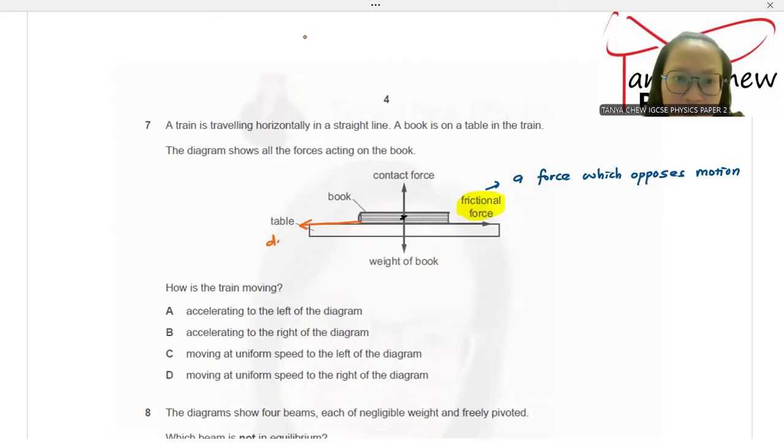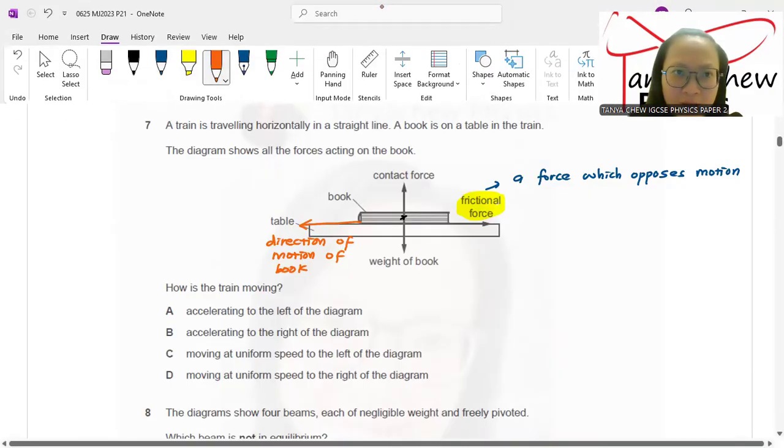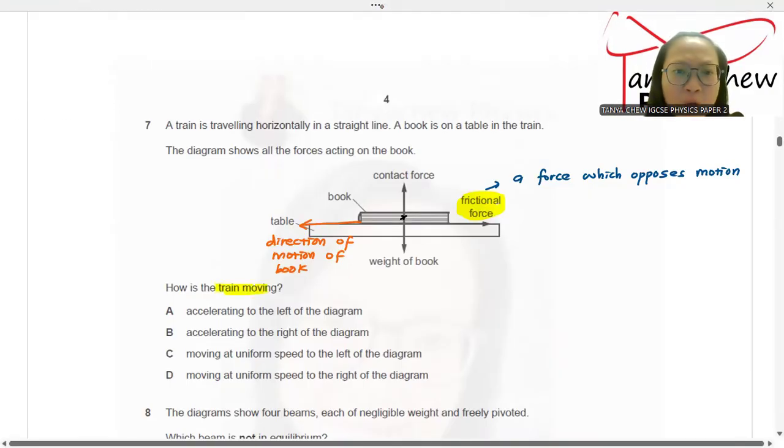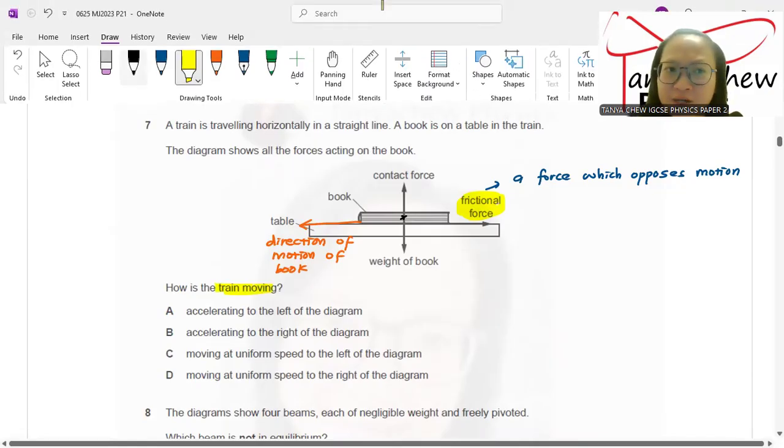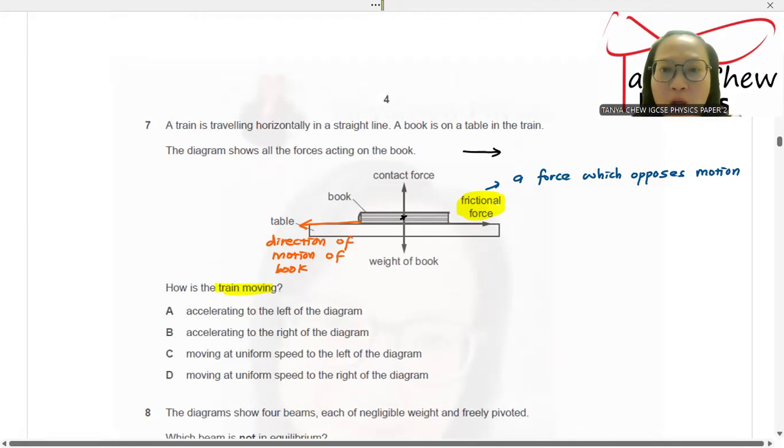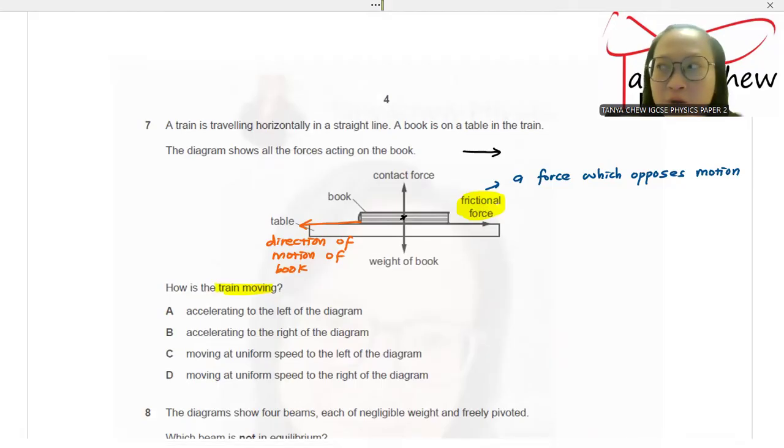This is the direction of motion of the book. So, look for the hint again. The question asks, how is the train moving? The question did not ask you how the book is moving. Since the book is moving slightly towards the back, which is on the left-hand side of the diagram, then the train must be moving forward.